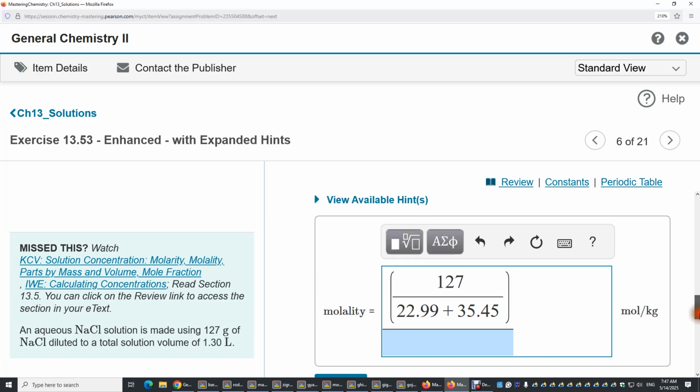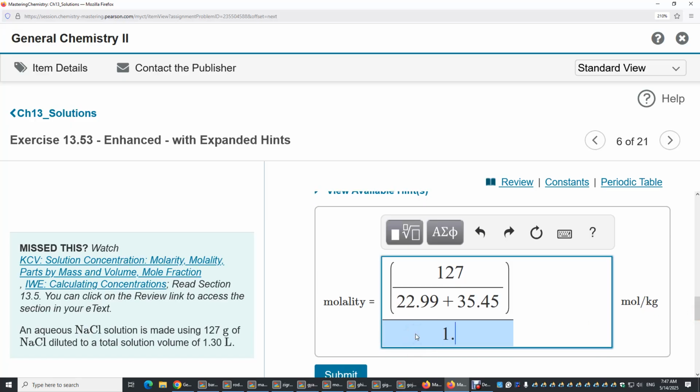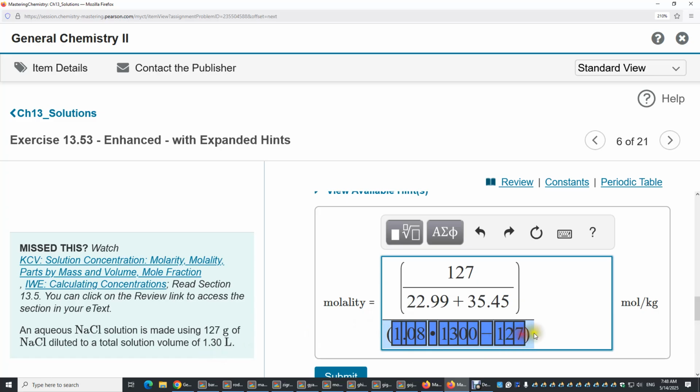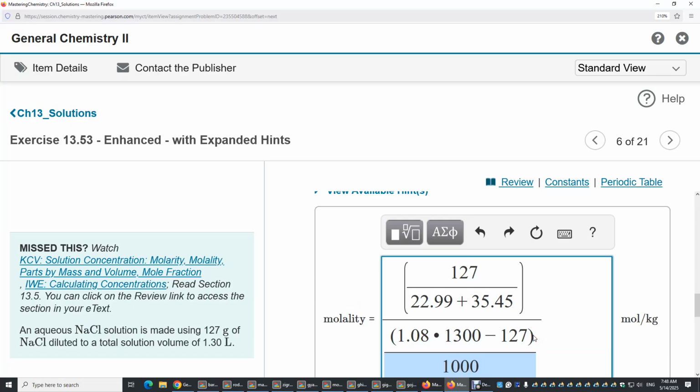We have the density 1.08 grams per milliliter times 1300 milliliters. I'm converting liters to milliliters, and then minus 127 grams. We have now the mass of water in grams. I'm converting that to kilograms.